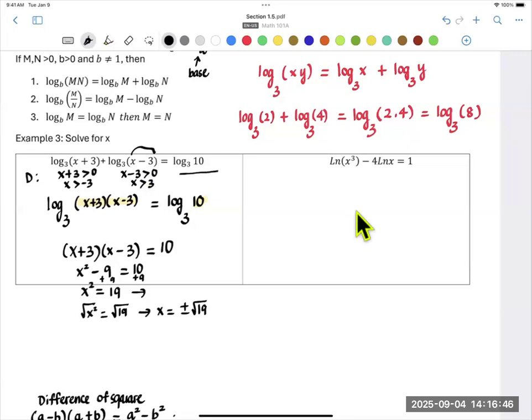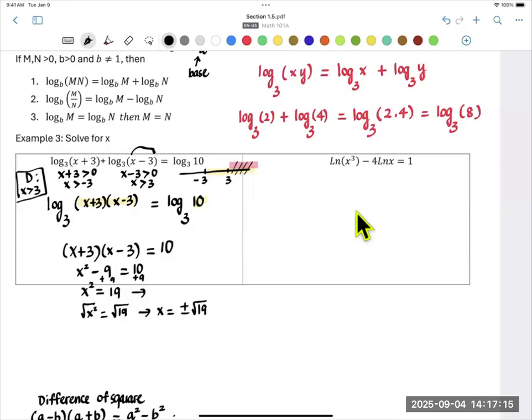So this is negative 3 and this is 3. One domain has everything above negative 3, and the other one needs everything above 3. So take the intersection. It looks like this part is the one that's satisfied for both, right? So we're going to take that one. So the domain will be x greater than 3.